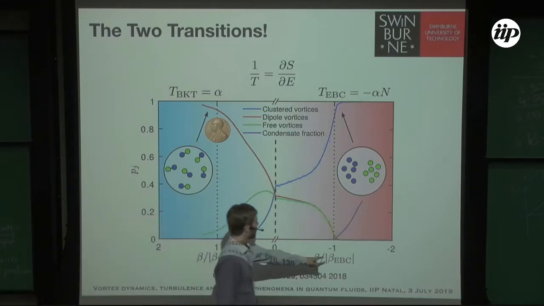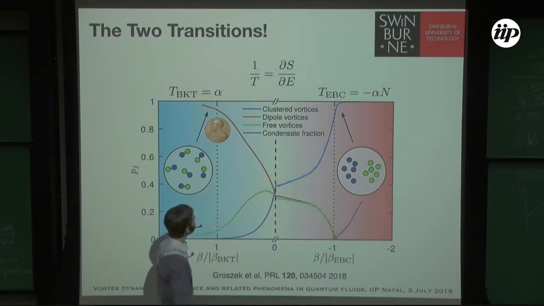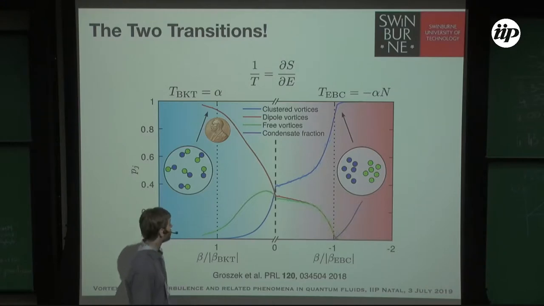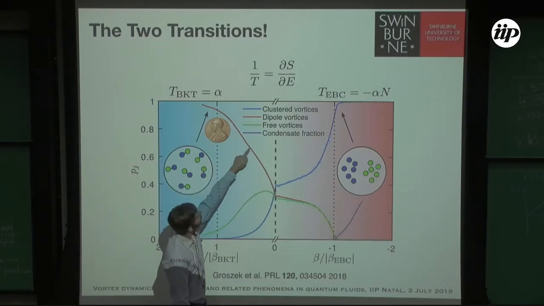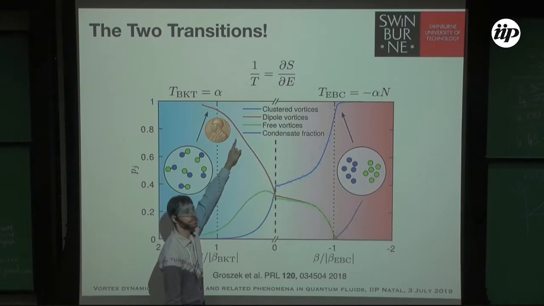It stands for Einstein-Bose condensation. Sorry? BKT, Berezinskii, Kosterlitz, and Thouless. Yes. So, the red curve counts vortices in the system.